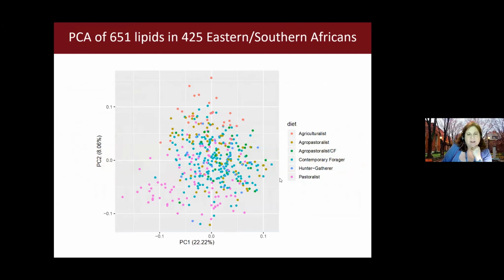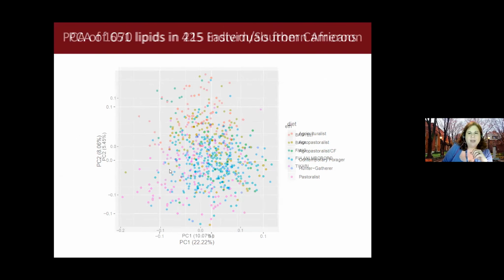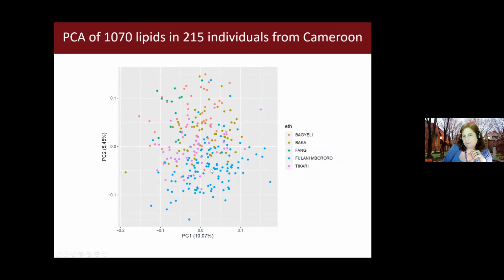This is from a study that we did with Chuck Barant at the University of Michigan, looking at lipidomics, so doing mass spec to identify the different lipids in populations and using principal components analysis to see how individuals cluster based on lipid profiles. Here we can kind of distinguish people practicing a pastoralist lifestyle and maybe some of the agriculturalists, but there's a lot of overlap. And if we look at Cameroon, we can distinguish the Fulani pastoralists, but again, there's a lot of overlap.